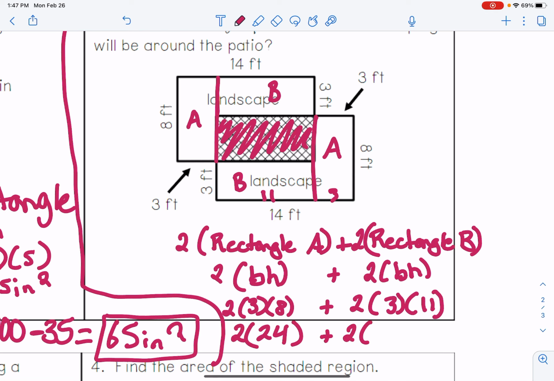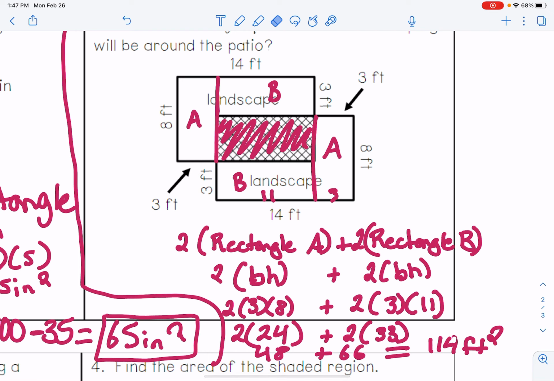And 3 times 11 is 33. All right, if we do 24 times 2, we get 48. 33 times 2 is 66. We add this all together and we get 114 feet squared for our final answer.